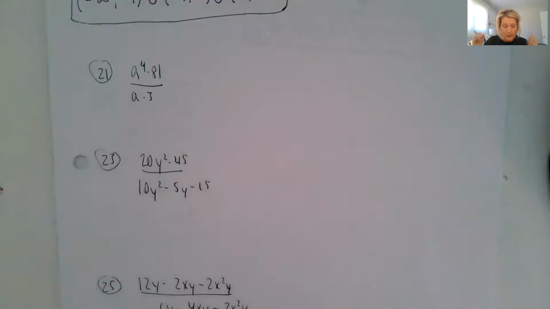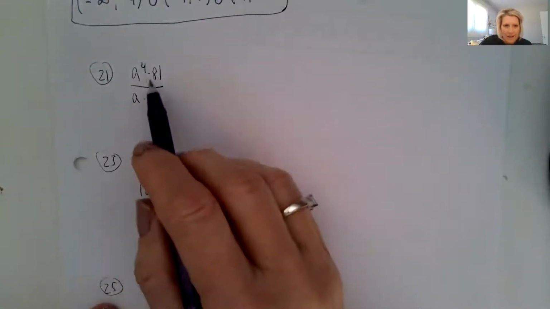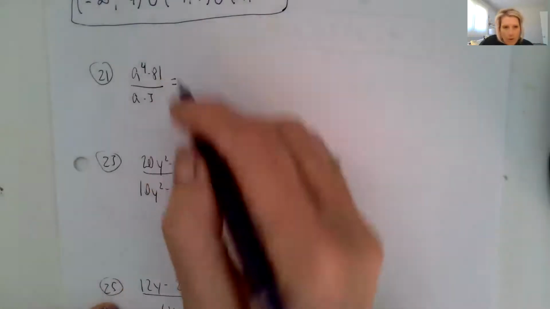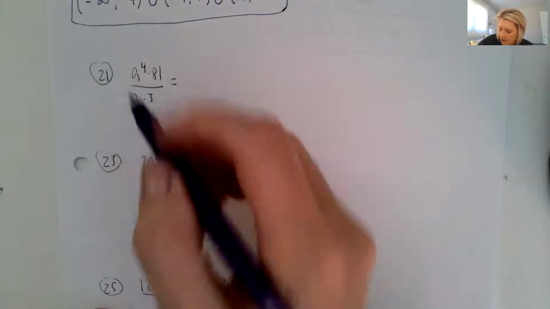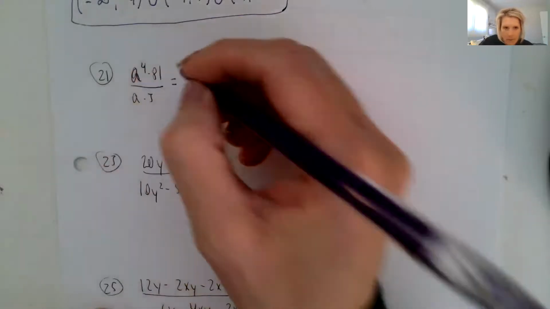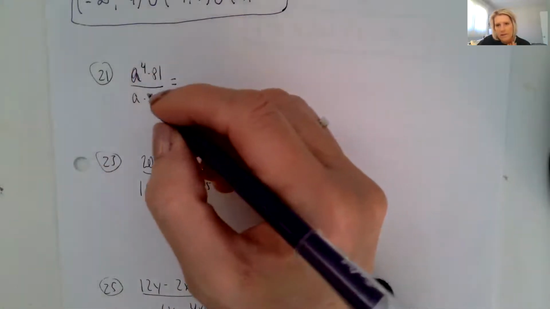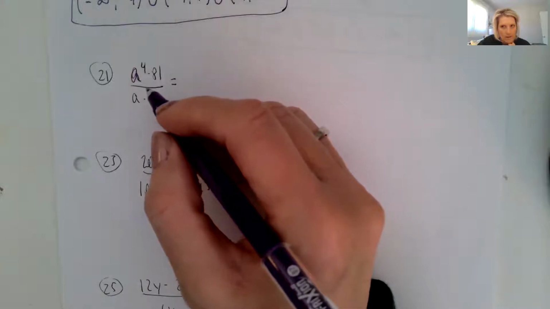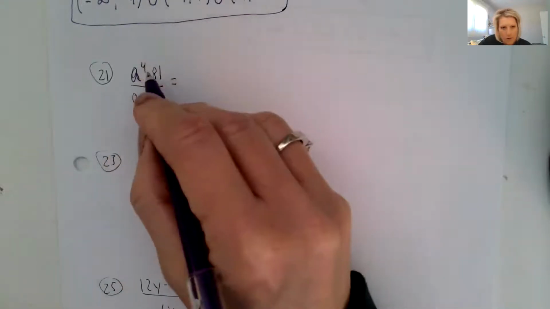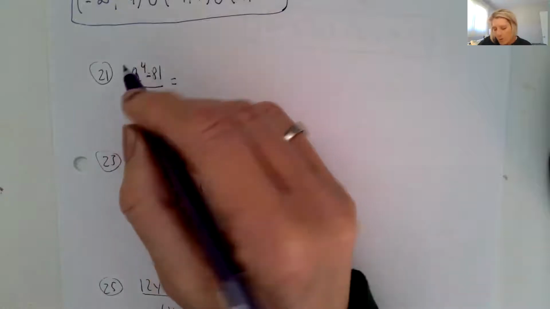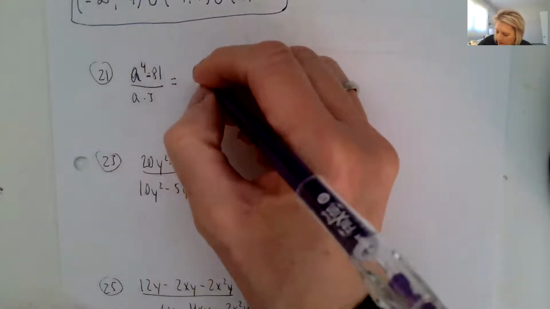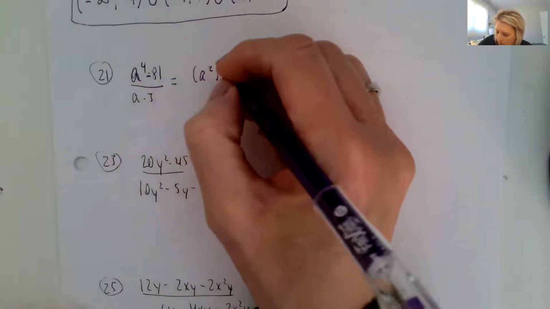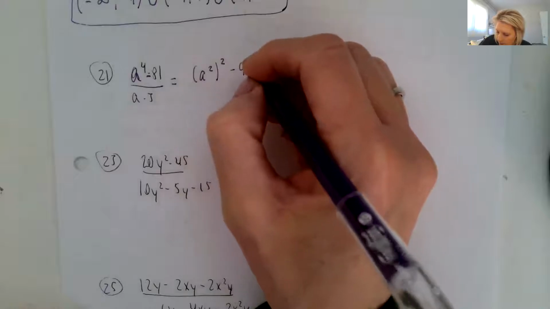Okay, 21, we are jumping right in. To simplify this, we can see that this is two terms. It's a to the fourth minus 81. And because it's two terms, it could only be a difference of squares, a difference of cubes, because it's a subtraction. It's not a cube. And it doesn't look like it's a square, but it really is. This is really a squared squared minus 9 squared.